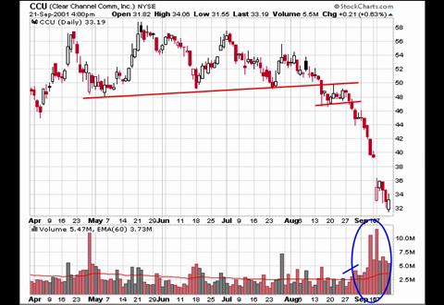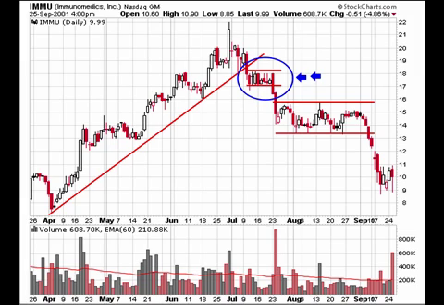Clear Channel. This is a good example of a stock which broke a longer-term support level and then immediately traded into a bear flag. This is fairly common. Notice how the volume surge was delayed until a week or so after the breakdown. IMMU. It too immediately traded into a bear flag pattern after breaking a long-term support level. In this case, the stock moved into a bearish rectangle and eventually continued down.